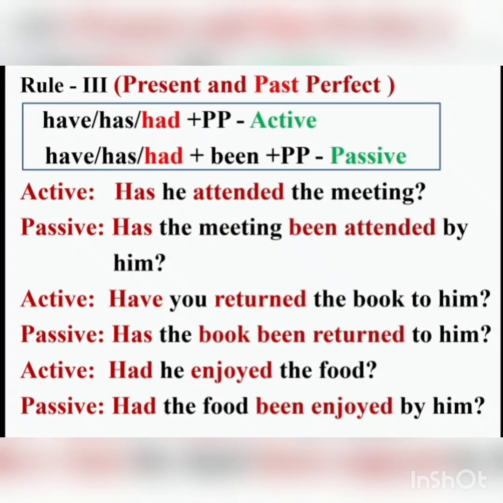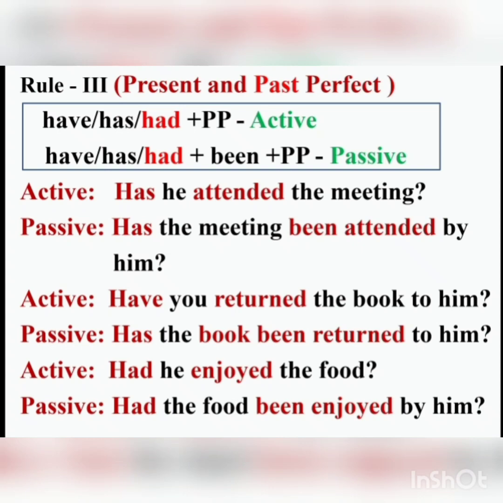Now we shall move on to perfect tenses in questions. Here the verb form is have or has or had plus past participle form of the verb in active. Have, has, had plus been plus pp in passive. Have is plural, has is singular. And had we use for past tense, past perfect.